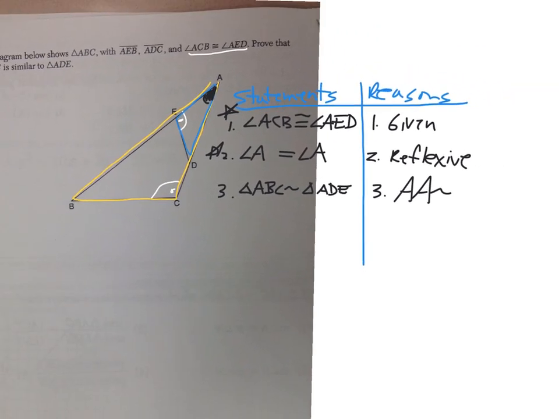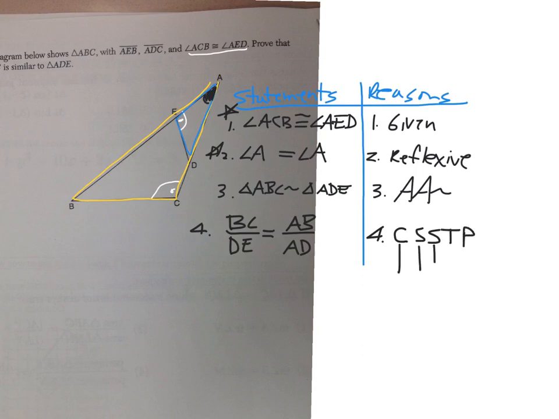If they ask me to do something else, which could be possible on the exam, they might ask me to prove that BC over DE is equal to AB over AD. If they were asking me to do something like that, which they're not in this question, you would finish it up with a version of CPCTC, but the version that goes along with similar triangles, CSSTP, which would be corresponding sides of similar triangles are in proportion, which basically means if you have two triangles that are similar, you can build proportions out of their sides.